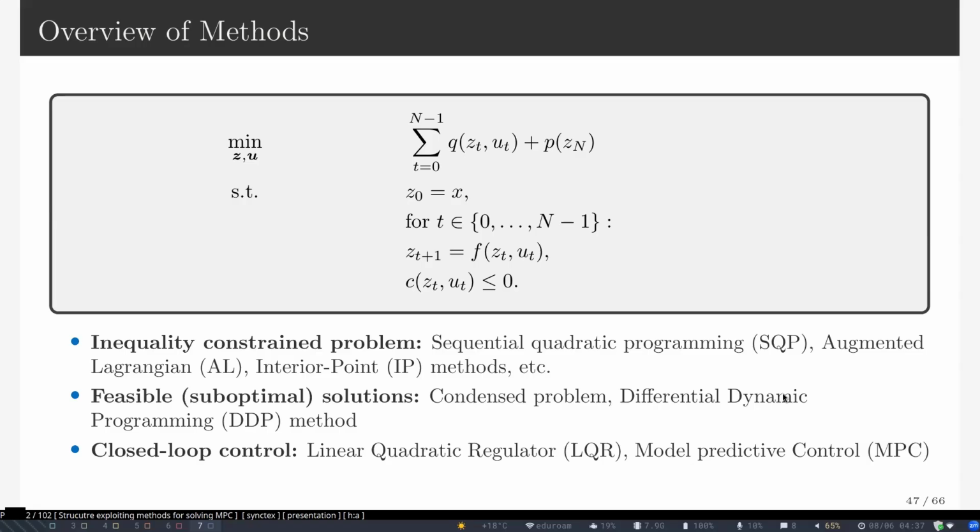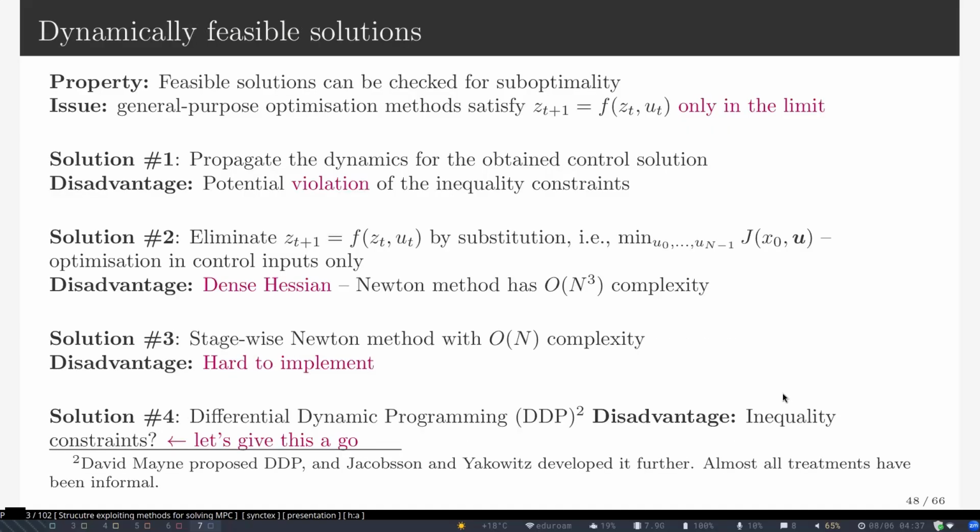Now, generically, when we terminate an optimization algorithm early, that's never the case. But these sort of dynamic constraints are satisfied in the other way.